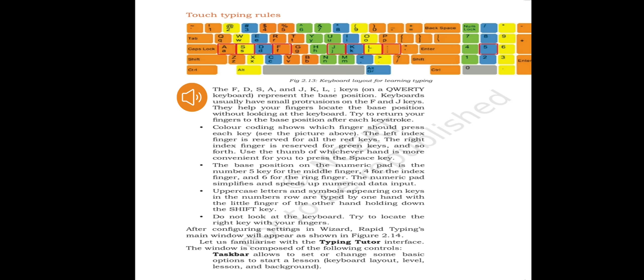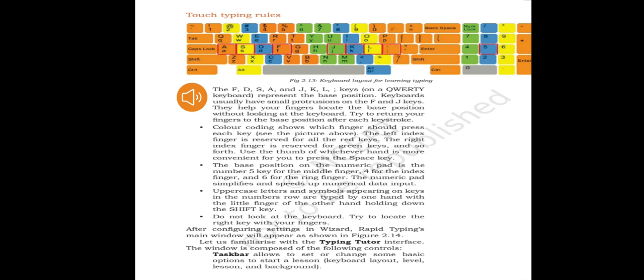Coloring code shows which finger should press each key. See the picture above. The left index finger is reserved for all the red keys. The right index finger is reserved for the green keys. For the fourth, use the thumb of whichever hand is more convenient for you to press the space bar key.